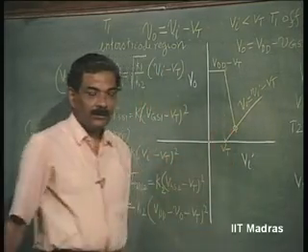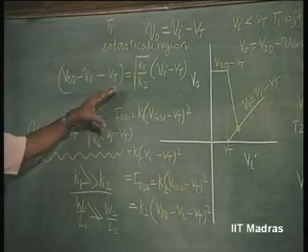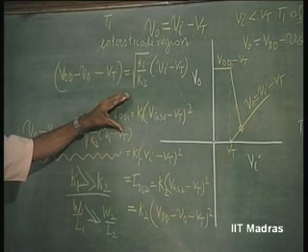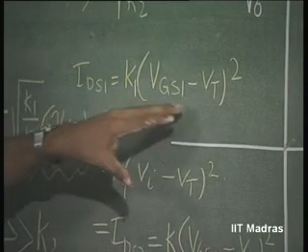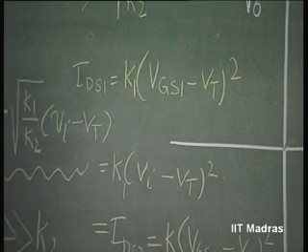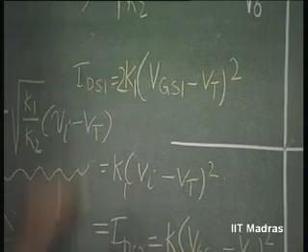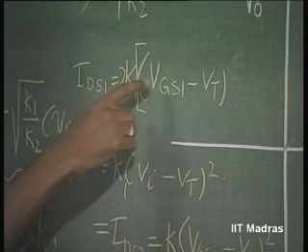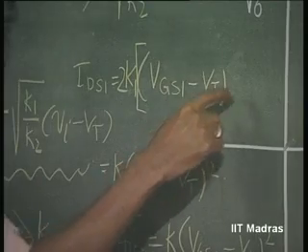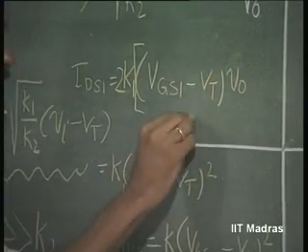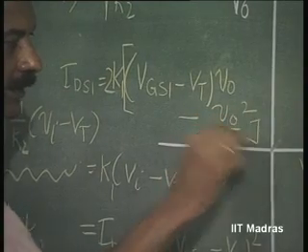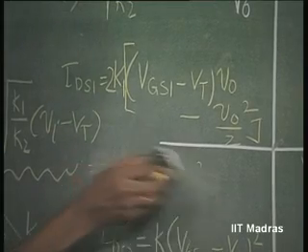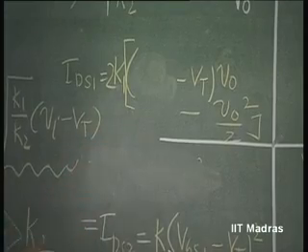Thereafter, this equation is going to change, right, because it has entered the triode region. IDS1 is no longer K1 into (VGS1 minus Vt) whole square. It is equal to what? 2 K1 into (VGS1 minus Vt) into VDS, which is V naught, minus V naught squared by 2, VDS squared by 2. So, this is the equation that is going to be valid, and VGS1 is equal to Vi.